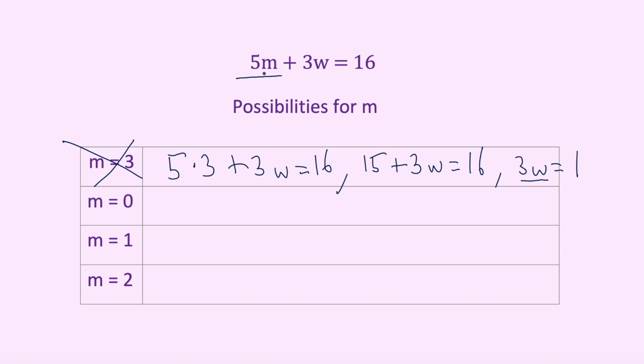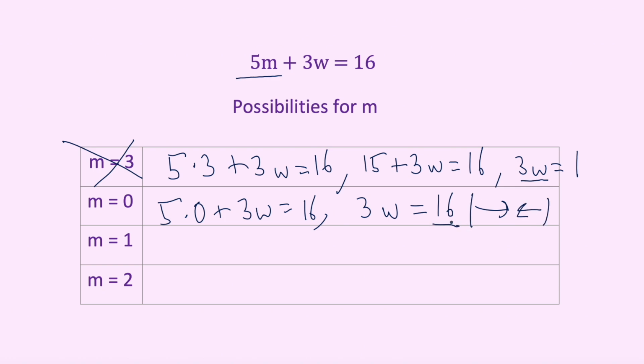What about m equal to 0? Once again, we'll plug 0 into our equation. We get 5 times 0 plus 3w is equal to 16. 5 times 0 is 0, and 0 plus 3w is 3w. So we get 3w is equal to 16. But that's a contradiction, because 16 is not a multiple of 3. So m equal to 0 is not possible.